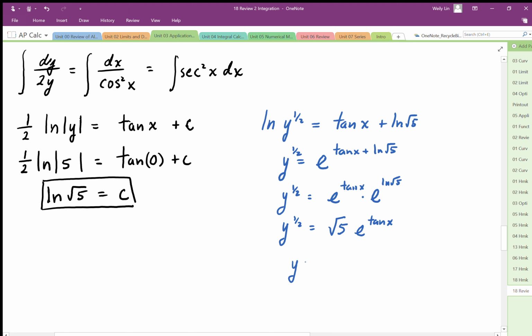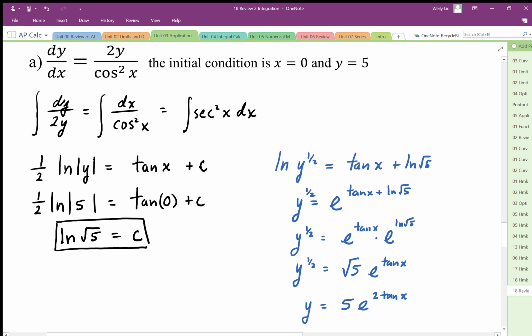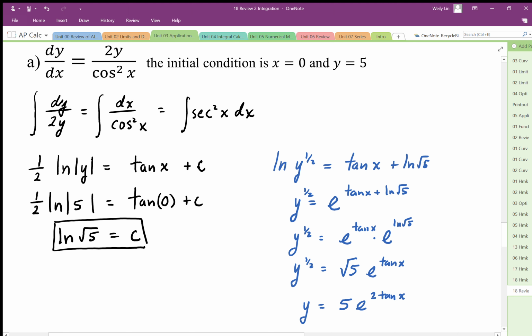And then squaring both sides, I end up with 5 e to the 2 tan x. Okay, so there it is. There's my function. I've solved for my constant value, and this represents the solution to that differential equation that happens to pass through 0 and 5.